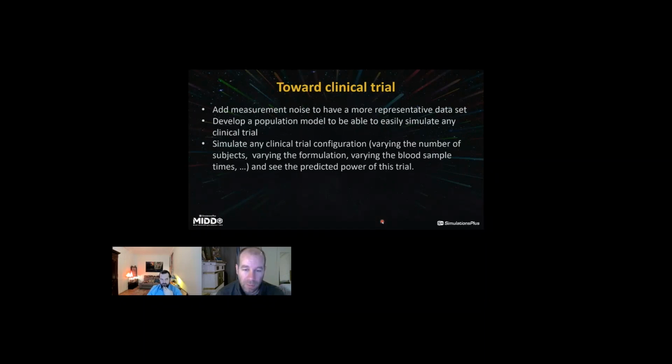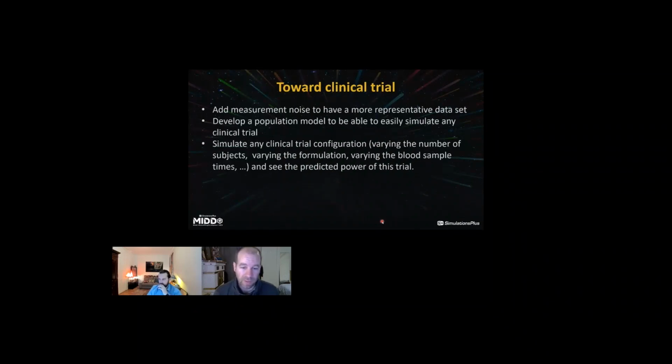Toward that, we're going to have several steps. First of all, we're going to go from this perfect concentration defined by GastroPlus to have measurement noise representative of what would be closer to the reality. We develop a population model to be able to easily simulate clinical trials. And in that case, clinical trial means a lot of different things. It means how many individuals do you have in each group? Do you do only crossover? Do you want to do parallel? Do you want to have repeated crossover? So you have a lot of different possibilities.